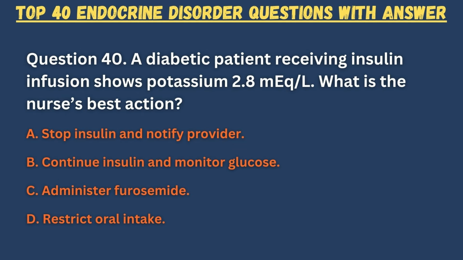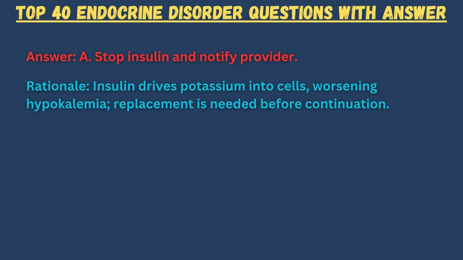Question 40. A diabetic patient receiving insulin infusion shows potassium 2.8 milliequivalent per liter. What is the nurse's best action? A. Stop insulin and notify provider. B. Continue insulin and monitor glucose. C. Administer furosemide. D. Restrict oral intake. Answer. A. Stop insulin and notify provider. Rationale. Insulin drives potassium into cells, worsening hypokalemia. Replacement is needed before continuation.